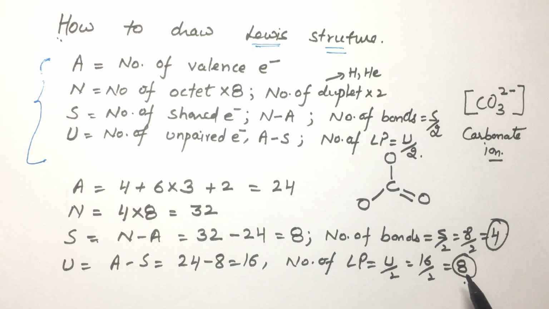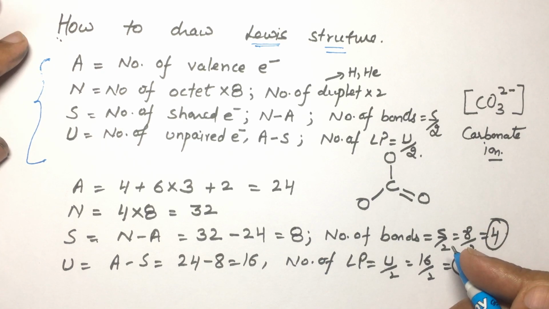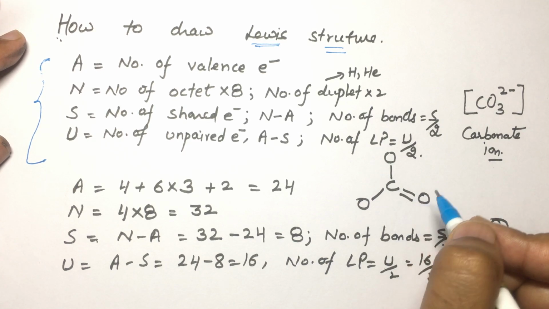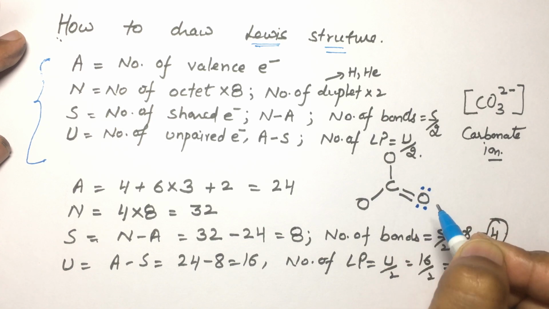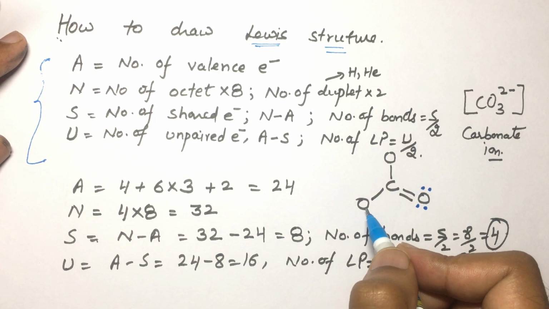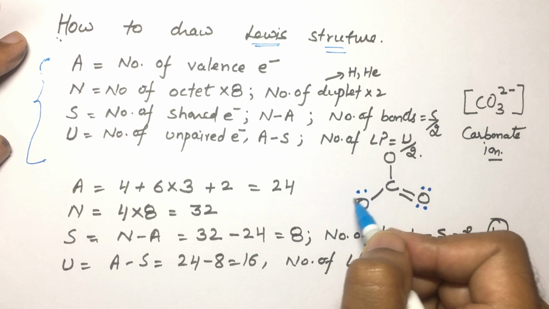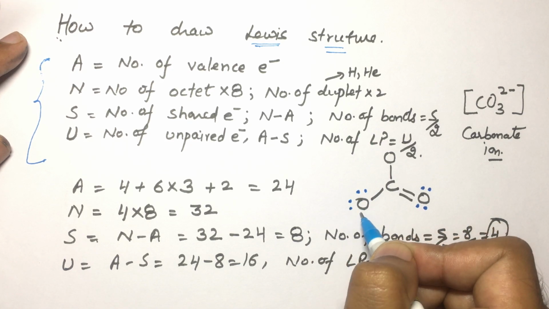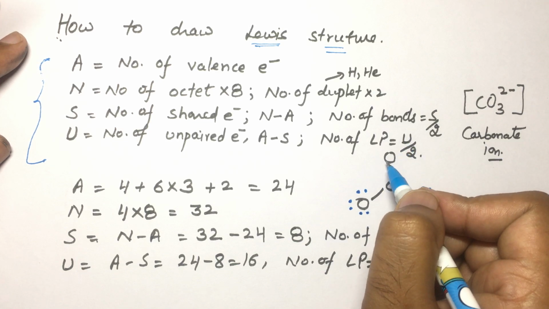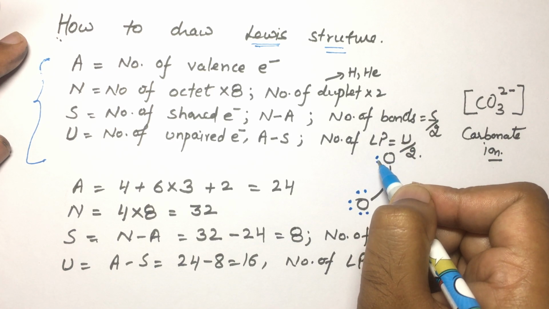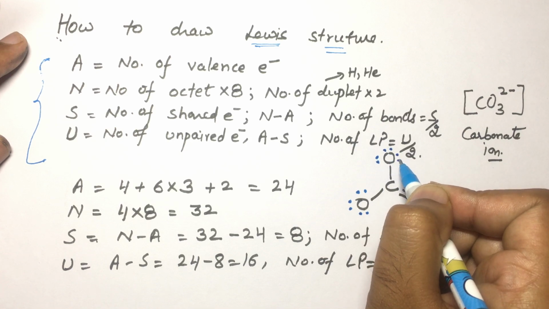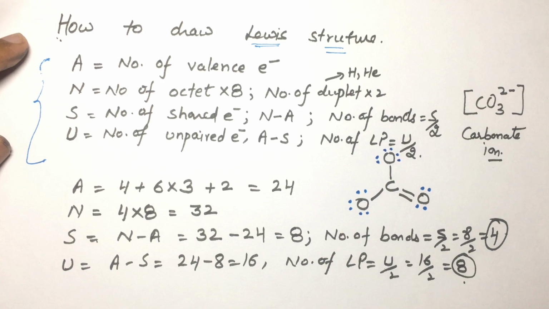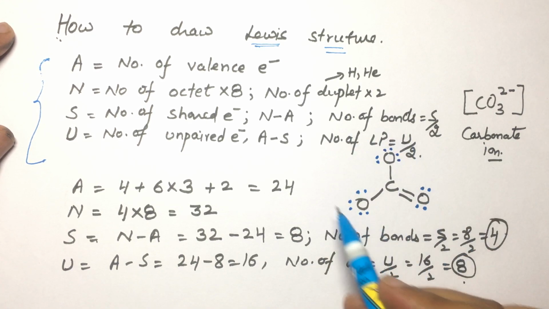Now moving on to the lone pairs, we have to draw the 8 lone pairs. So we very well know that if oxygen is doubly bonded, then it will have 2 lone pairs. If oxygen is singly bonded, then it will have 3 lone pairs. So again this is singly bonded, so we will have 3 lone pairs here also. Now this is our overall Lewis structure.